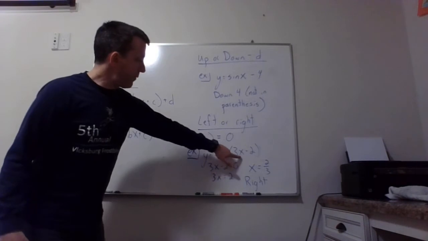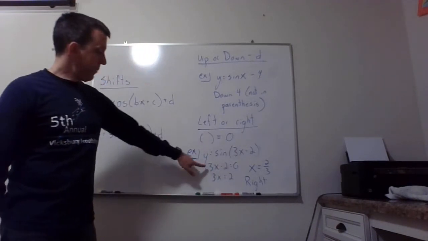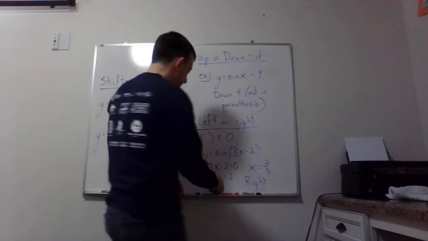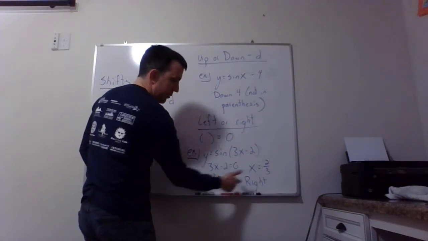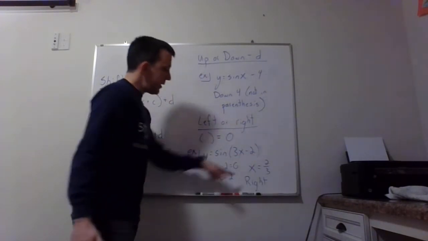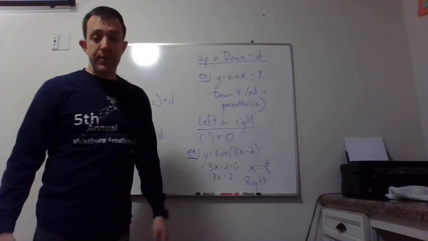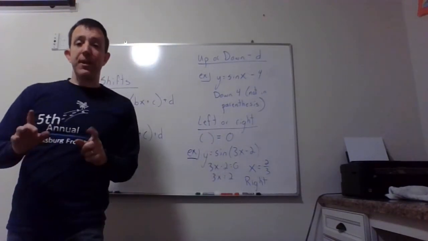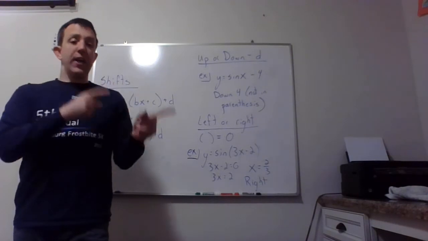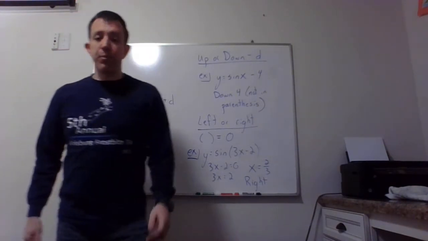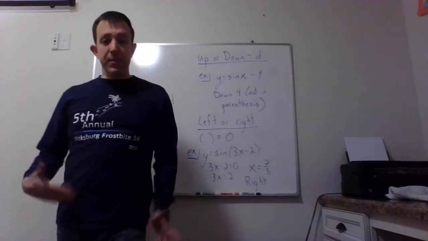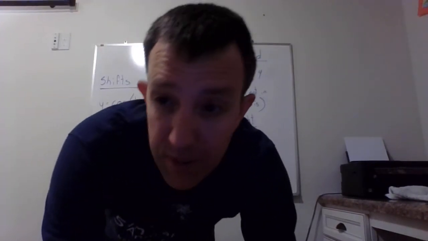So for instance, sine of 3x minus 2. I take my 3x minus 2 and set it equal to 0, the inside of the parentheses. So I add 2, I divide by 3, and that tells me I have x equals 2/3. What that tells me is that my whole graph is going right 2/3, and that's going to be our starting point. So we'll look at a couple of examples here, and then that'll be great.